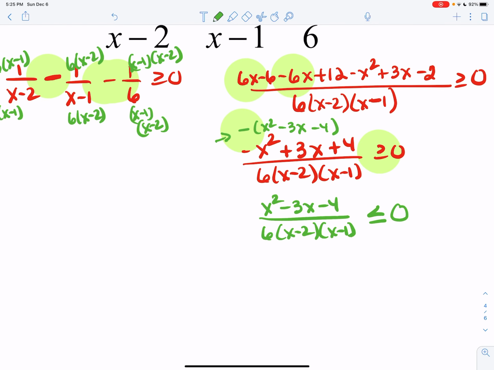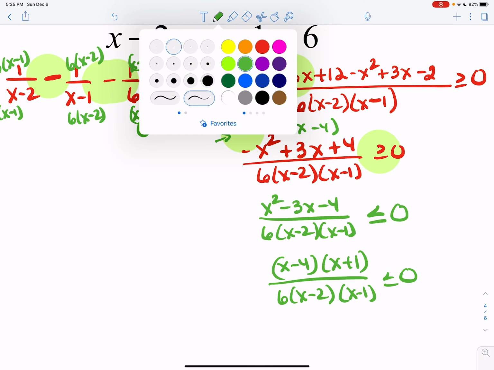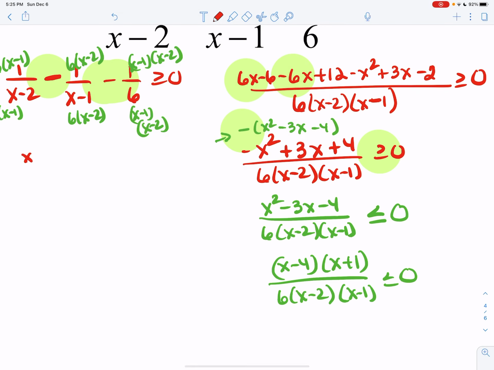And if I do my final factoring in the numerator, that's an x minus 4 and an x plus 1 over the 6x minus 2, x minus 1. So with the rationals, we know that we need to figure out our x-intercepts, those critical key numbers, and when it's rational, that's where our numerator is equal to 0. So in this case, we have an x-intercept at 4 and an x-intercept at a negative 1.